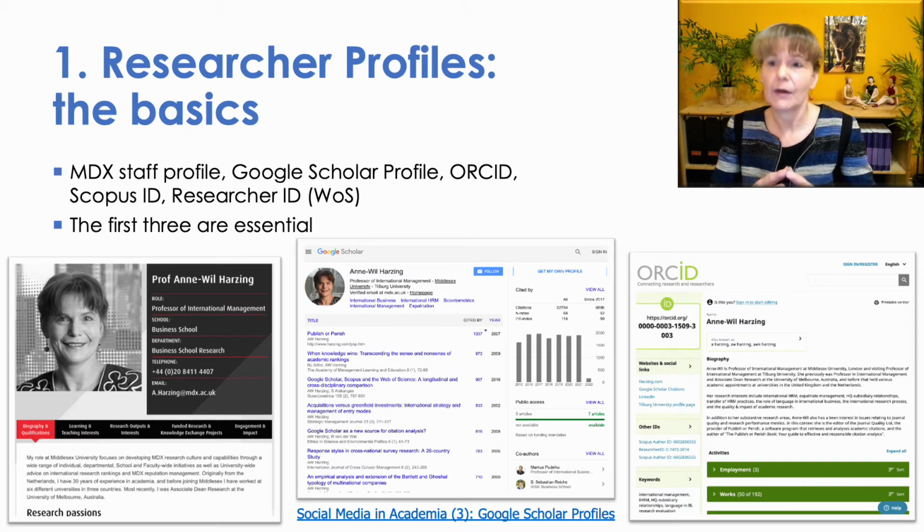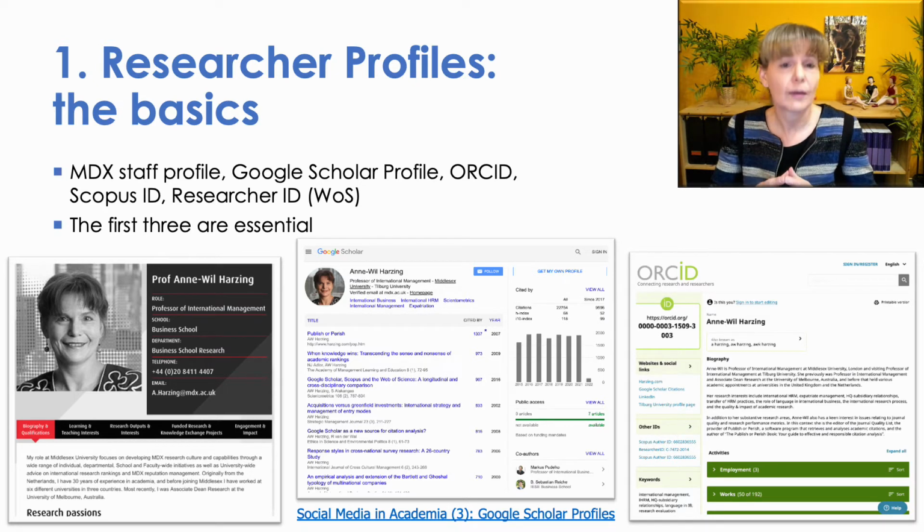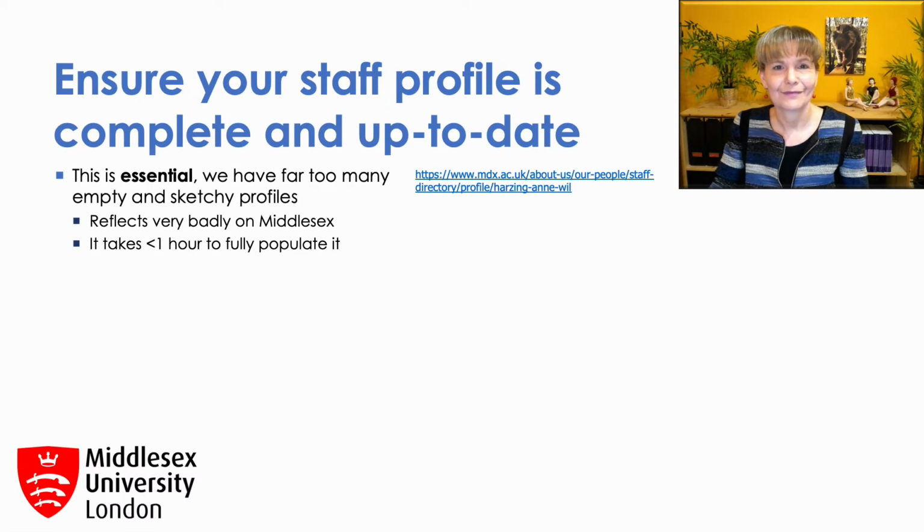For most academics, a Google Scholar profile will take maybe 5 to 10 minutes, and an ORCID profile not much more than that. So for information on Google Scholar profiles, see my post linked on this slide. Most academics at Middlesex University already have an ORCID profile, so I won't be discussing that. But if you don't and need guidance on that, you will find a guide in the Middlesex University repository.